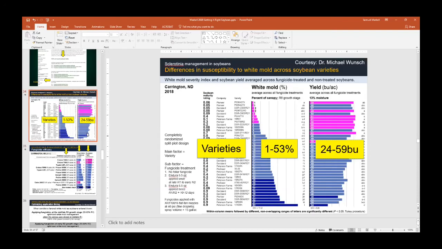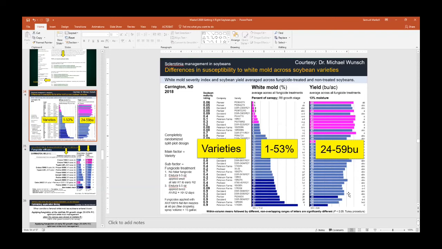All right, so I mentioned that there's some genetic resistance, and it's partial resistance. And so one of the things that Michael's done at Carrington is he's taken a look at these different varieties. So you have a variety column here, and he's evaluated them against white mold severity here and yield here. And you can see the white mold severity, the center column, goes from basically having virtually none to having quite a lot, over 50% of the plants infected. That's pretty bad. And you can see that it correlates really well to yield. And that's a doubling effect of yield for white mold.